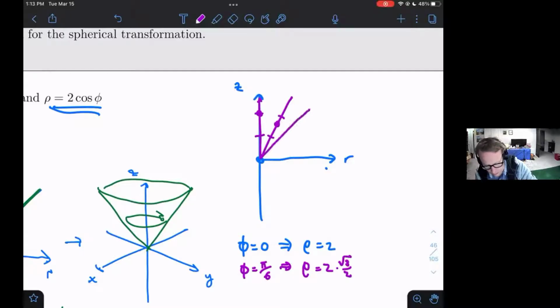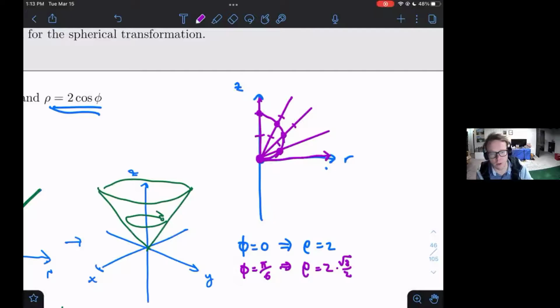If we were to look in the pi over 4 direction, we would have root 2, which is going to be around 1.4-ish. So a little bit closer here. If I do the pi over 3 direction, we're going to have 1/2 times 2 is 1. So something like this. And if you do phi equals pi over 2, it is this direction here, cosine of pi over 2 is 0. So 2 times 0 is 0. So we end up getting this shape right here.